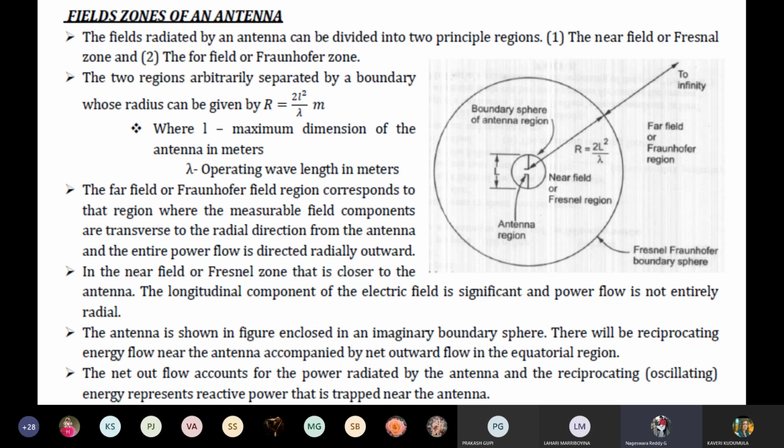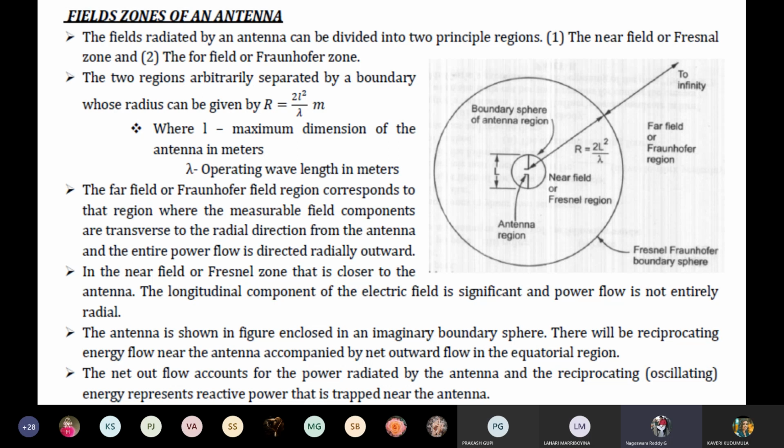You can observe the far field in the diagram. What is the near field and what is the far field? The far field or Fraunhofer region corresponds to the region where the measurable field components are transverse to the radial direction from the antenna, and the entire power flow is directed radially outward. You can observe this in the diagram.